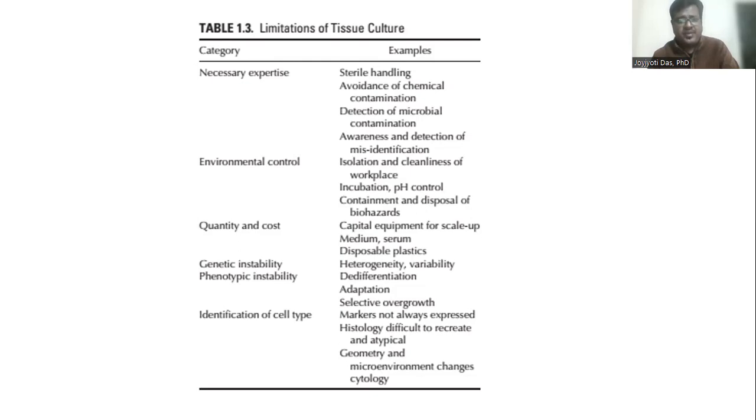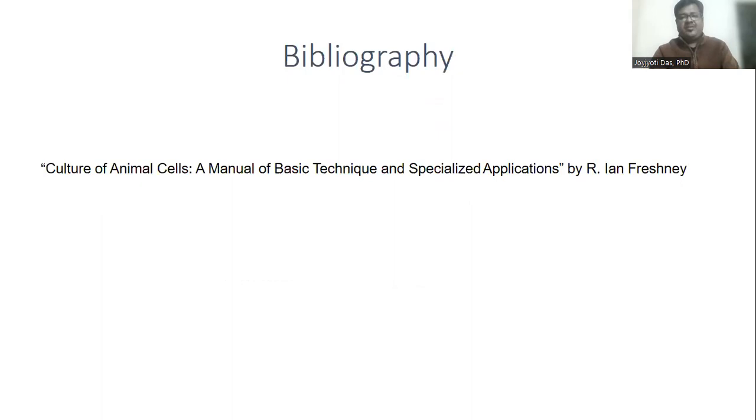If you're culturing a set of cells for a long time, there might be phenotypic instability due to random mutations, dedifferentiation, adaptation, selective overgrowth. So all these things might create a problem in your experimental data set, which is why there are certain procedures to follow and a lot to learn if you're stepping in to do animal cell culture.